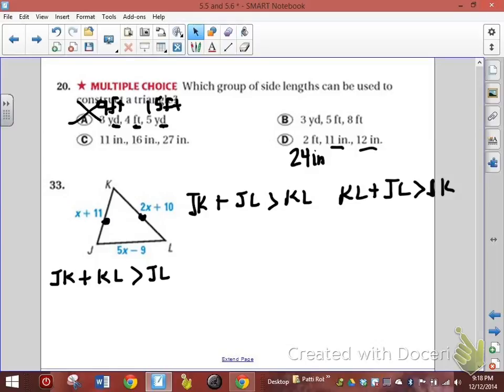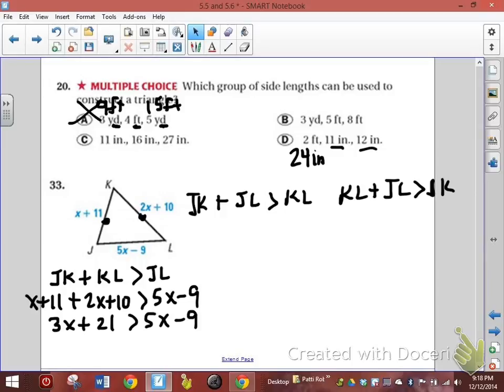Okay. But then the actual algebra, so JK is x plus 11 plus KL, which is 2x plus 10, is greater than JL, which is 5x minus 9. Then you do the algebra, so that'd be 3x plus 21 greater than 5x minus 9. Subtract your 3x, so you get 2x. Add your 9, so you get 30.